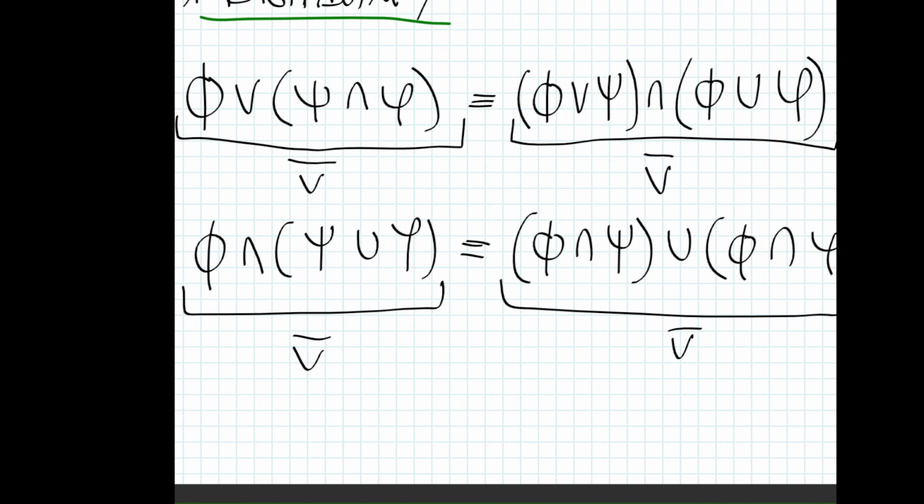Now that's it for distributivity. Now let's look at another property, the final basic property, which is the De Morgan Laws. So the De Morgan's laws.